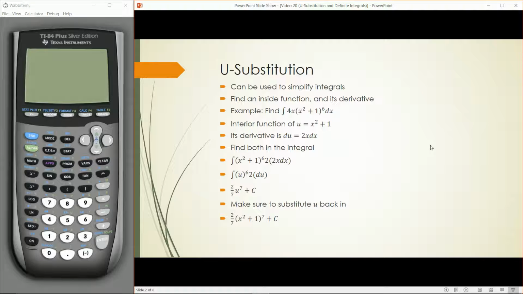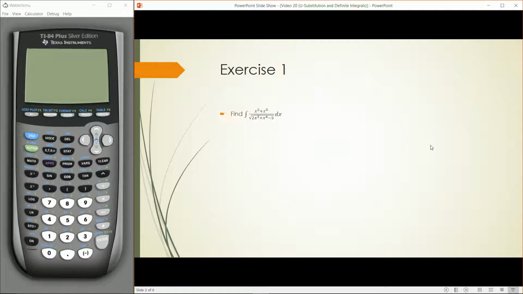Now, let's go ahead and take a look at an actual example for you to try out. I want you to find the integral of this function here. Hopefully you found u is equal to this here. Go from here. If you're having difficulty, you should be able to find the derivative of this, and you should get something that looks like this.